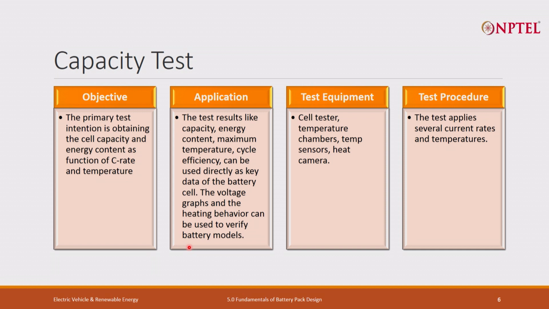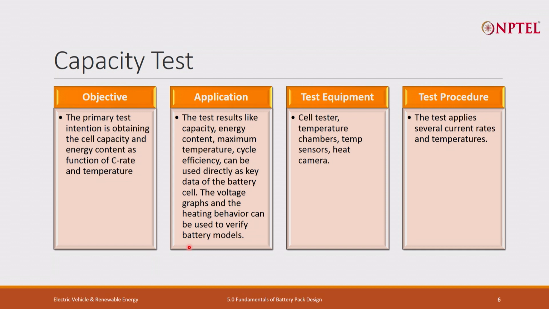Then temperature chambers. When you want to know the capacity at a certain temperature, you should have a proper thermal chamber which can help you to regulate the ambient temperature of the cell. Then the heat camera. Heat cameras are optional, which can help you to study the thermal behavior of the cell. You can see the hot spots in a cell. And the test procedure. In this test, we apply different currents at different temperatures of interest, right?